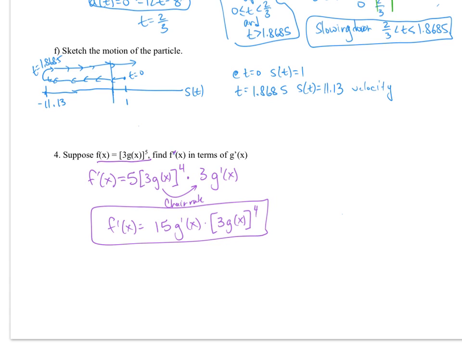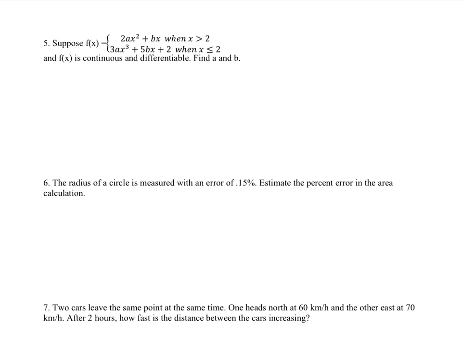Okay, moving on to the next problem. Let's take a look here. Problem number 5. Suppose we're given this situation, and it's this piecewise function: one piece when x is greater than 2, and the other when x is less than or equal to 2. We need to find f of x. It's continuous and differentiable. We're also told that we need to find a and b.